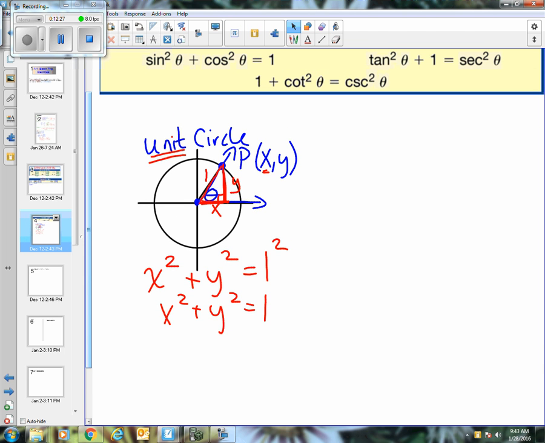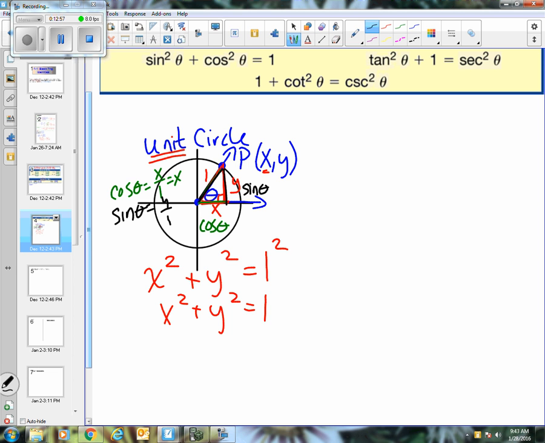Okay, now let's change over to our trig language. So I want you to do the cosine ratio for theta in that triangle. Cosine would be adjacent over hypotenuse, so x over 1, or just x. If you remember way back when we first did our unit circle, cosine of theta is x. That's what it's equivalent to. Then I want you to think of the sine ratio in that triangle. Sine would be opposite over hypotenuse, so y over 1. So sine of theta is y.